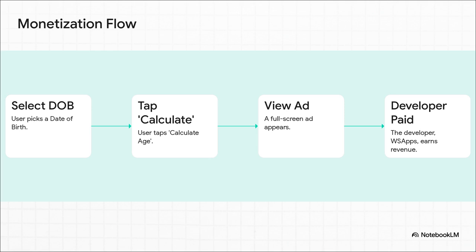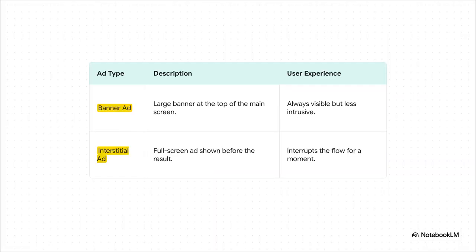You pick a date of birth, you tap that calculate age button, and then right in that little moment of anticipation before you get your answer, boom, a full screen ad pops up. And every single time that happens, the developer earns a little bit of revenue. And the app is pretty strategic about this. It uses two specific types of ads.